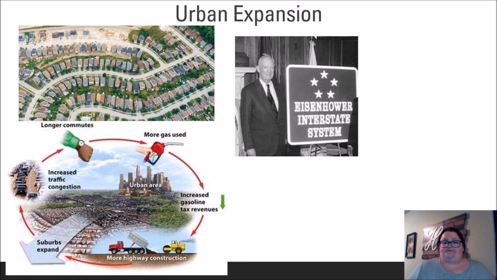It works like this. Car use increases in urban areas, leading to congestion and longer commutes. More gasoline is used to travel from home to work and back again, which leads to an increase in tax revenue, which allows for more highway construction. This can lead to urban expansion, and the process begins again. The cycle continues in a positive feedback loop, encouraging further and further migration from the urban center.